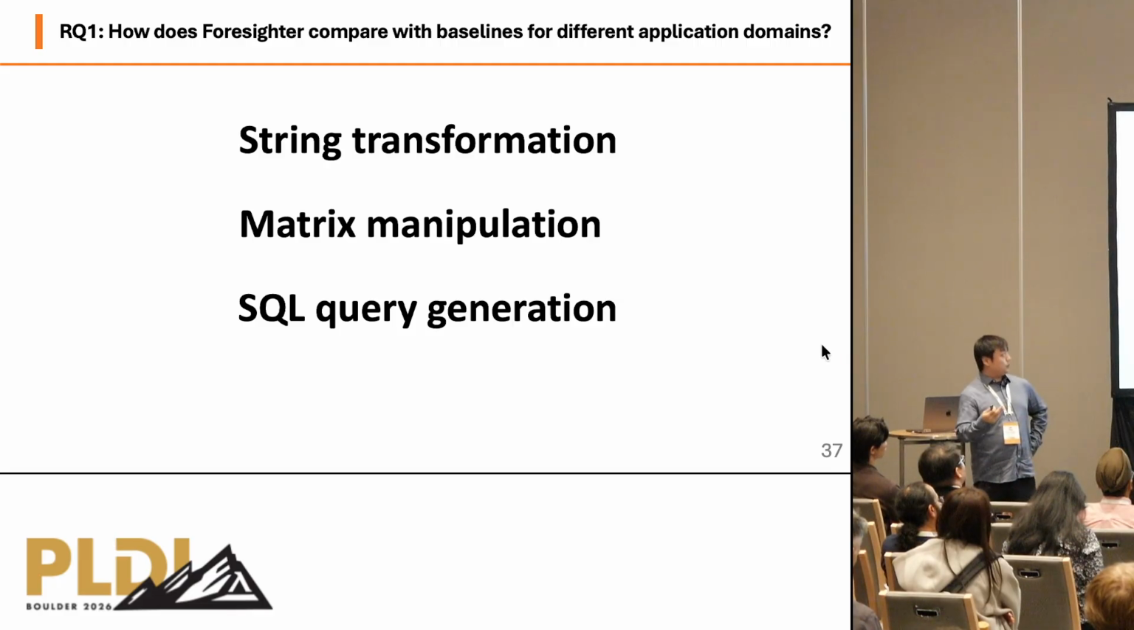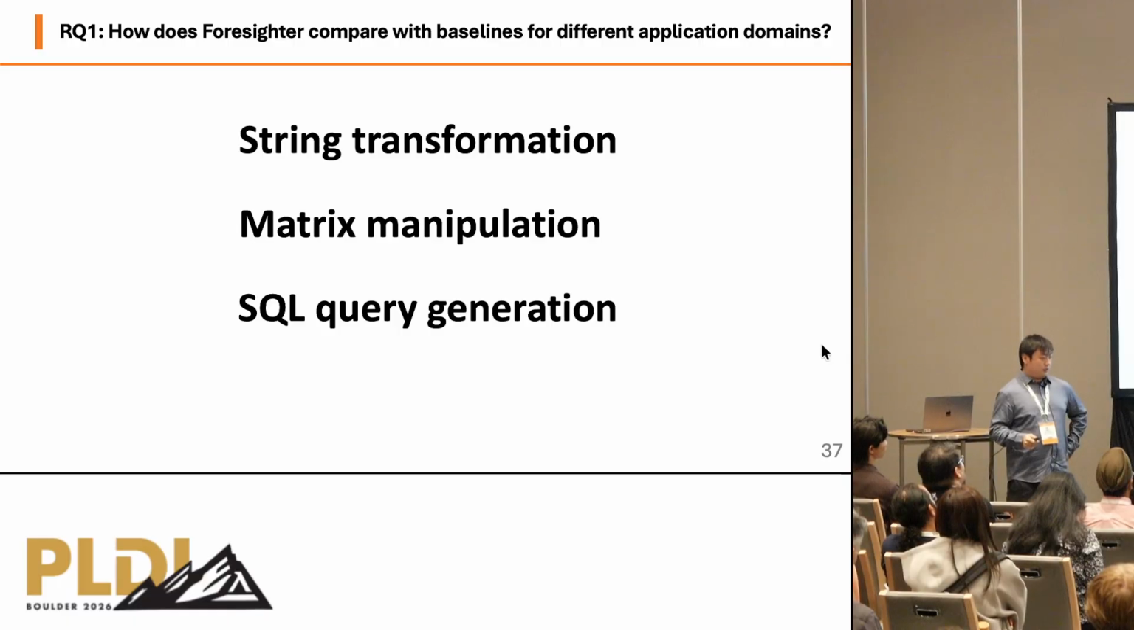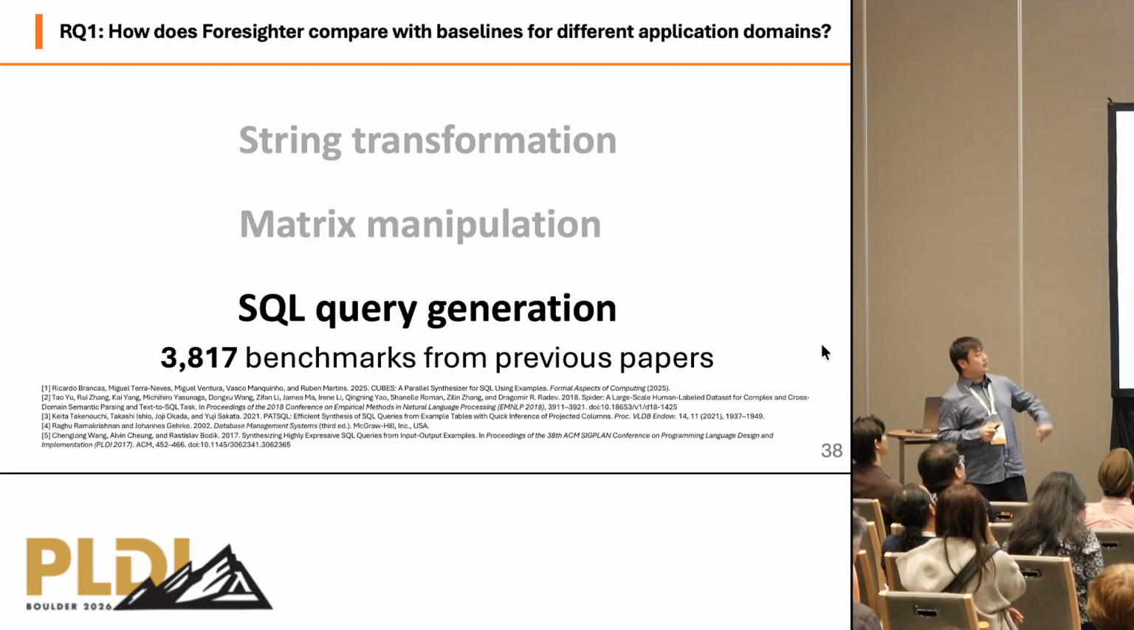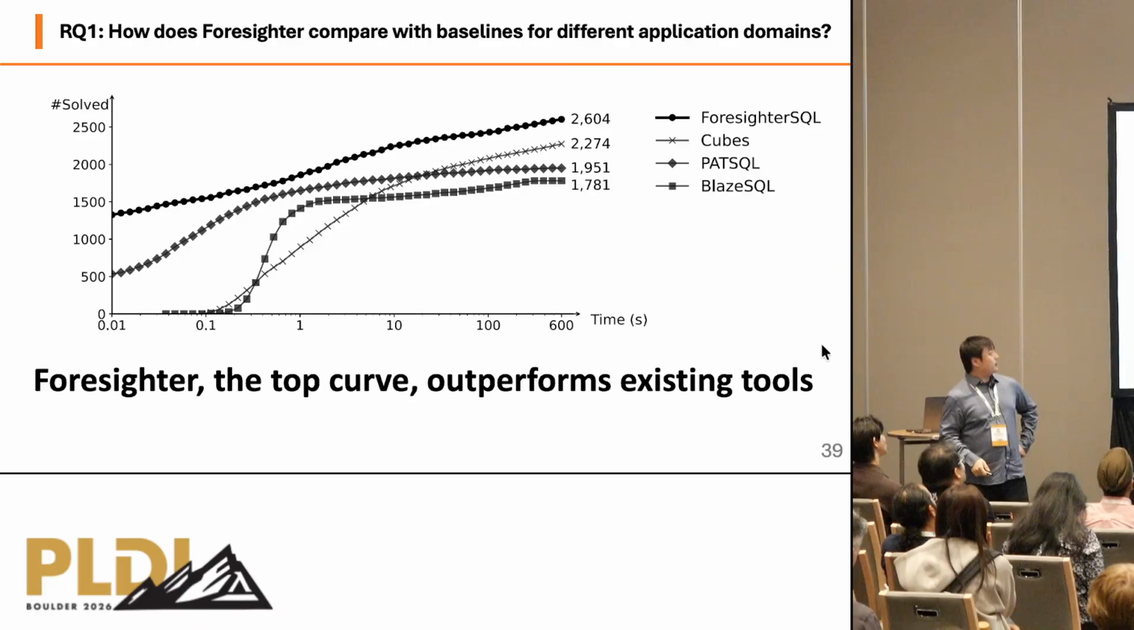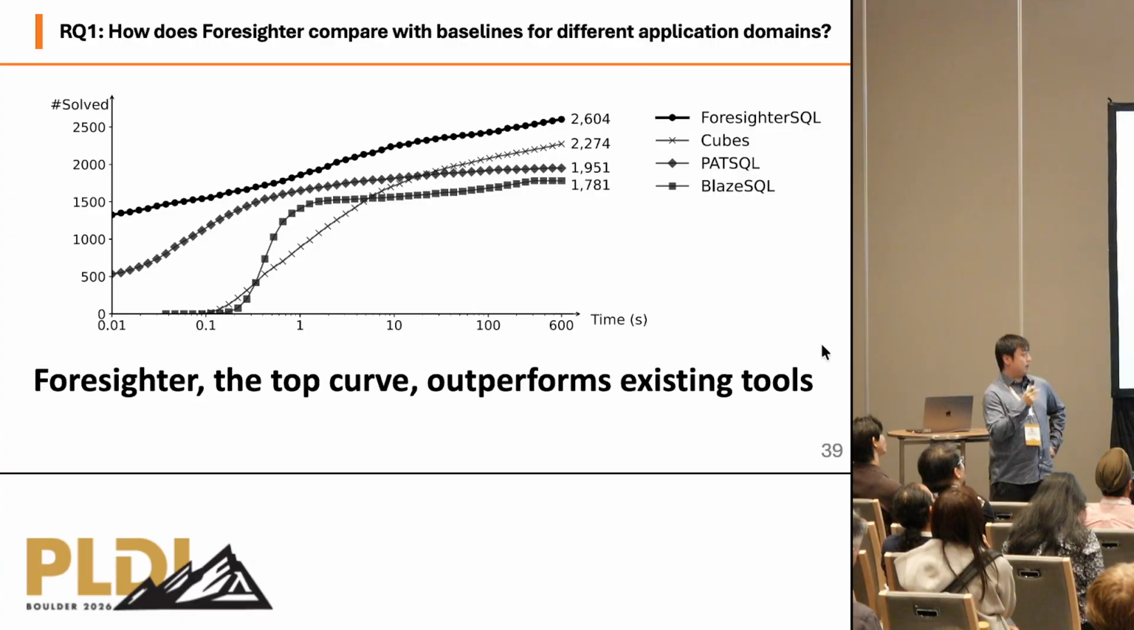We evaluate our tool on 3 different application domains: string transformation, matrix manipulation, and SQL query generation. Our tool can outperform existing tools on all 3 domains and is generalizable to more domains. I'll emphasize the SQL query generation domain because it's the hardest and it has more than 3,000 benchmarks from previous papers. So this is the figure that shows how many benchmarks can be solved within a given timeout. For Foresighter, the top curve outperforms all existing tools.